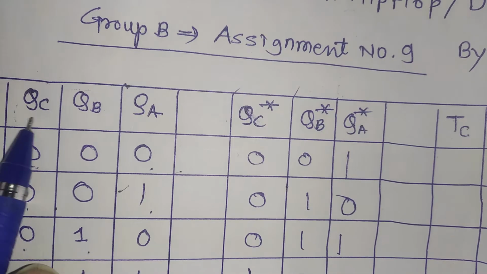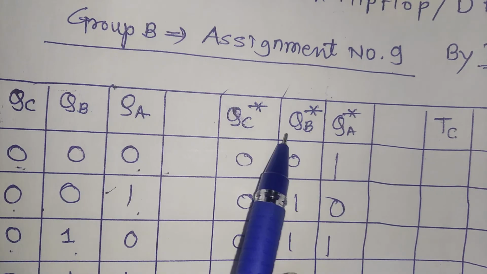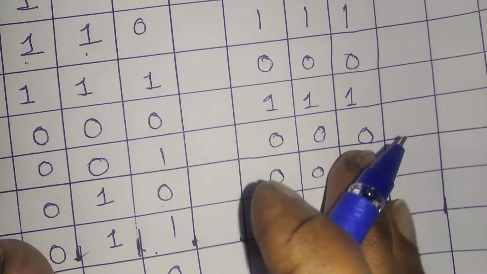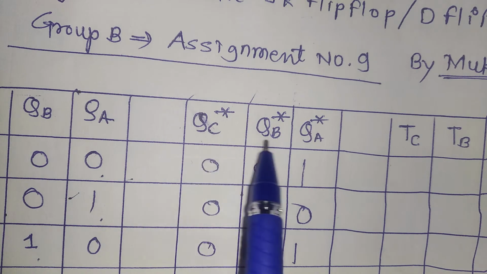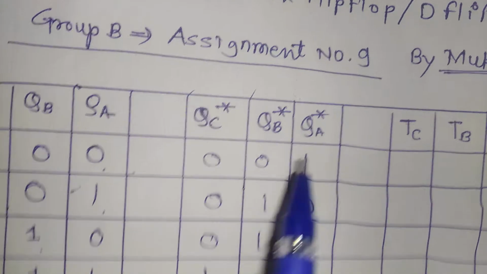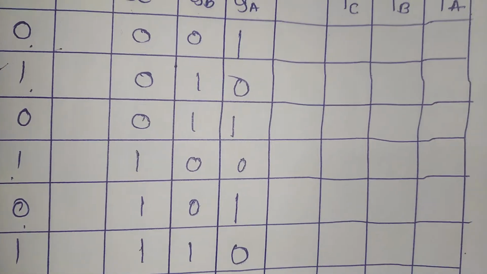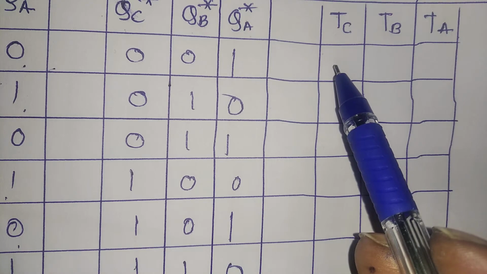QC, QB and QA are the present state, and QC star, QB star and QA star are the next state. Based on this logic I have completed the columns QC star, QB star and QA star. Now, it is time to fill the inputs for the T flip flop.